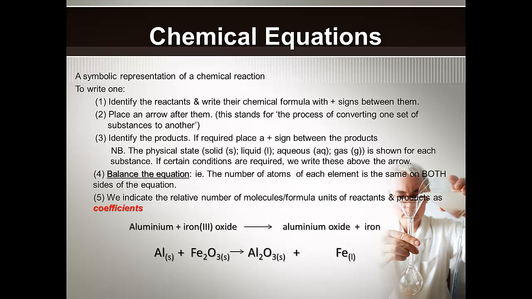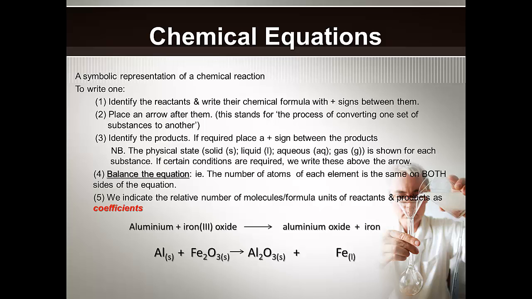So to write one, we identify the reactants and write their chemical formula with plus signs in between them. In this example down the bottom, we've got aluminium plus iron 3 oxide, and so on. Place an arrow after them. This stands for the process of converting one set of substances into another. Identify the products. In this case, we've got aluminium oxide plus iron, and if required, we place a plus sign in between these, which we've done. Now, the physical state, solid, liquid, aqueous, or gas, is shown for each substance as well, and that's what these little subscripts in the brackets are.